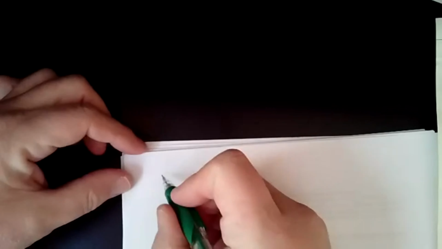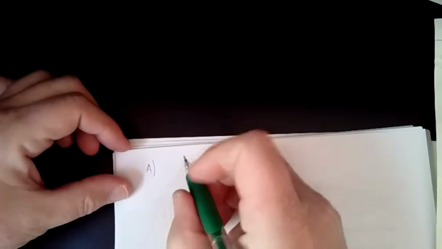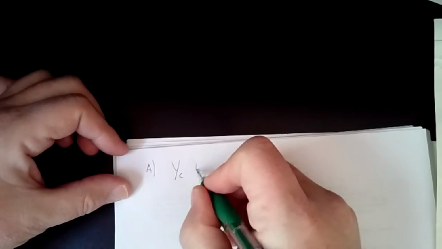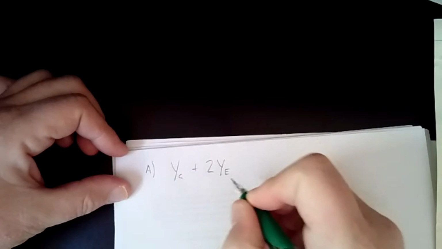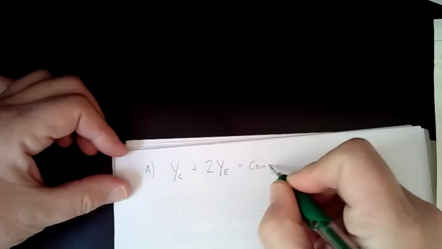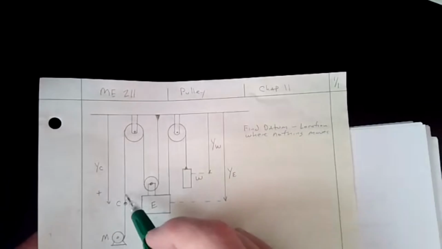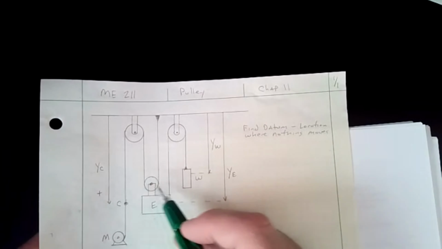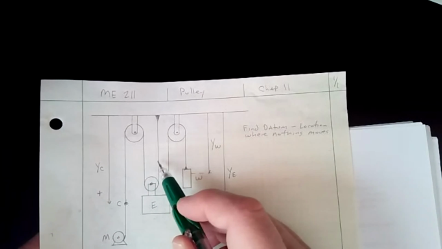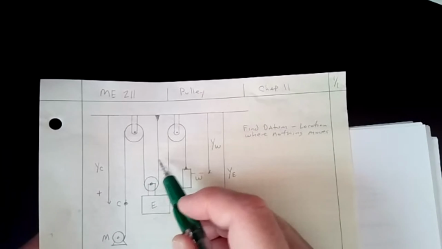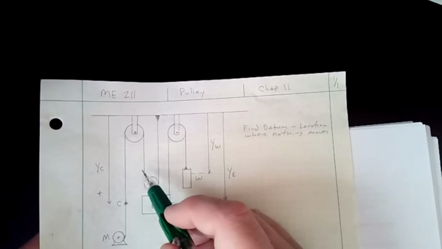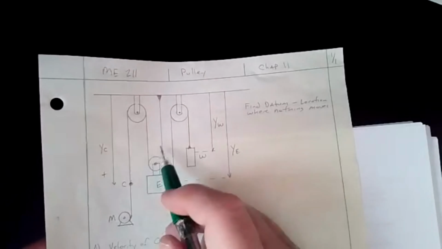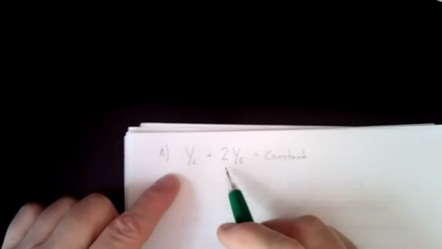what we get is for cable A, we have YC plus 2YE equals a constant. All right, so if we're not sure, we see that YC, see how it moves up and down, but E, on the other hand, has 1, 2 cables. So each of those have to move for every inch this moves, these have to move half that, right? So, or not twice that, but so they move twice. So we get this relationship here.